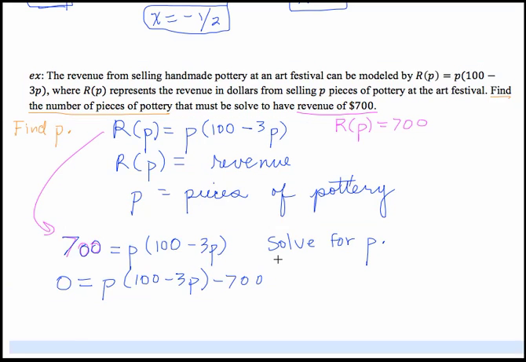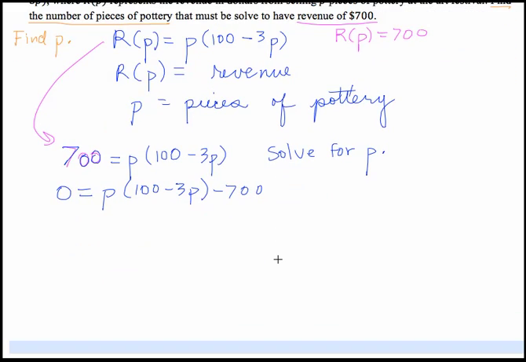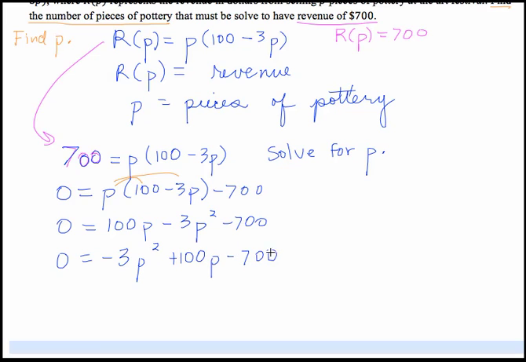Okay, that's good, but I still can't factor anymore. So I'm going to have to distribute. I can't factor anything out of this term and this term. 700 has nothing in common with p times 100 minus 3p. So I'm going to have to distribute this p out and then try to factor. If I distribute the p, I have 100p minus 3p squared minus 700. Let's rearrange the terms and put them in the order we normally see them in, which would be more like this: negative 3p squared plus 100p minus 700.